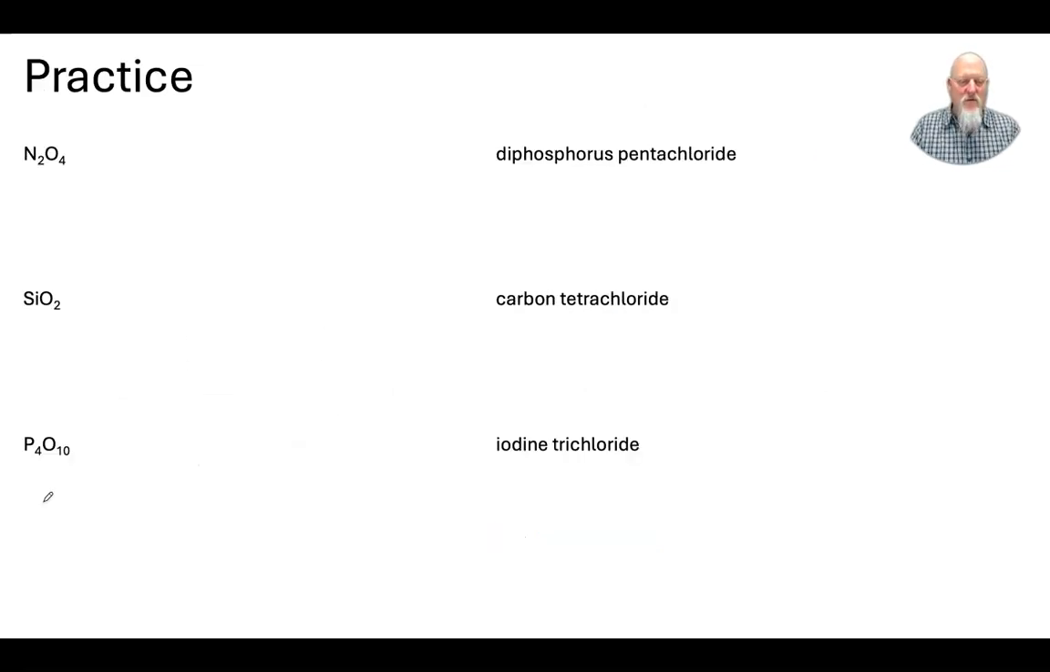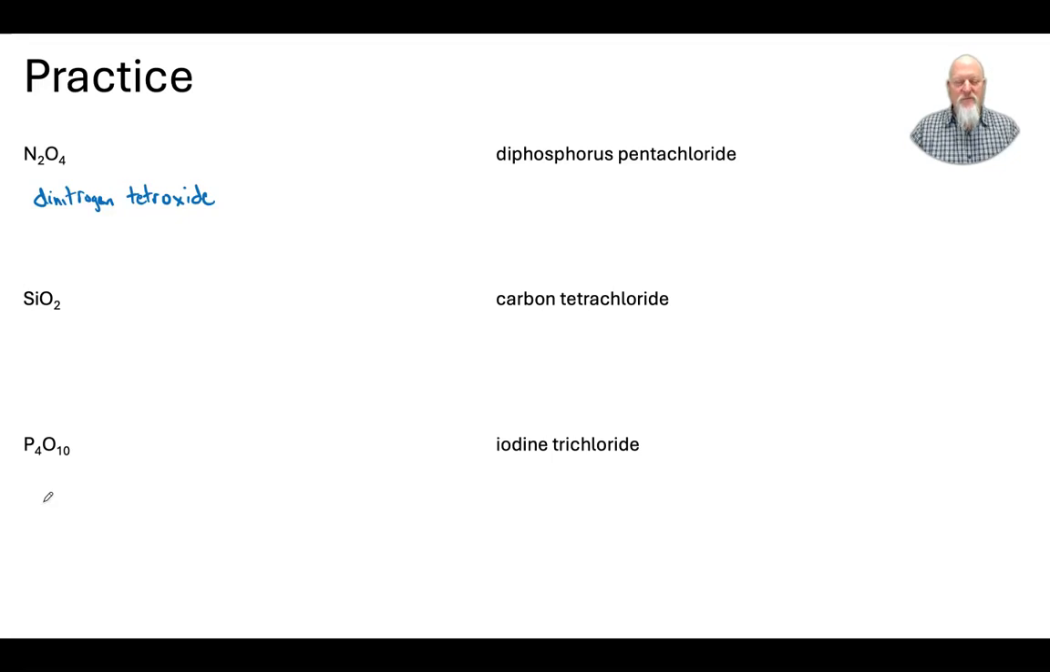So let's do a few examples. N2O4. So 2 is di. And there's 2 nitrogens, so dinitrogen. And then 4 is tetra. But we have oxygen there, and the tetra ends in A, so we drop that A, oxide. And the second element ends in IDE. So N2O4 is dinitrogen tetroxide. Tetra meaning 4. So 2 nitrogens, 4 oxygens.